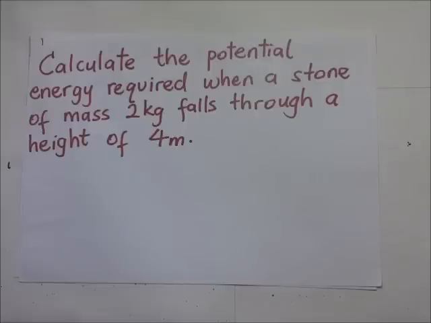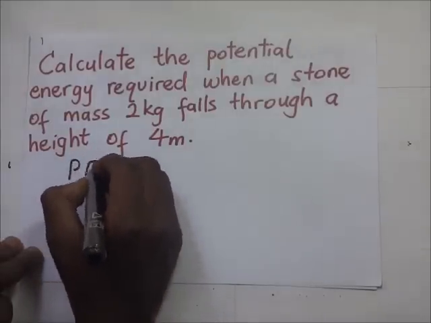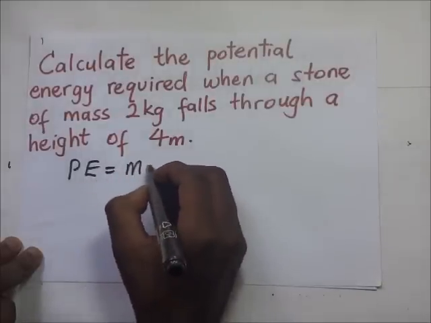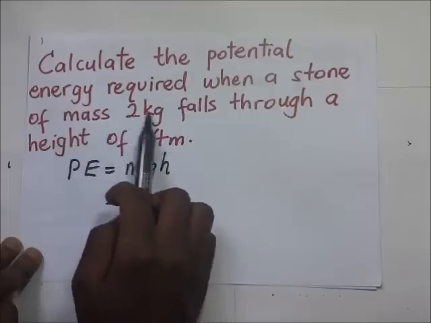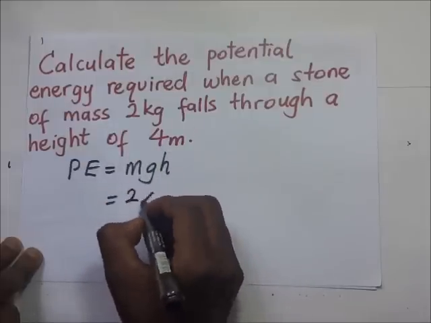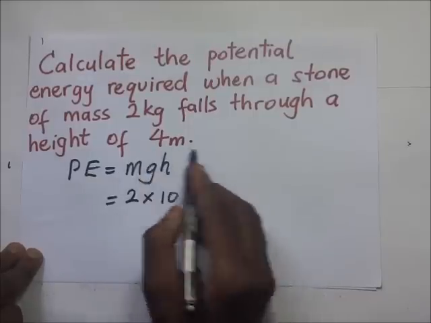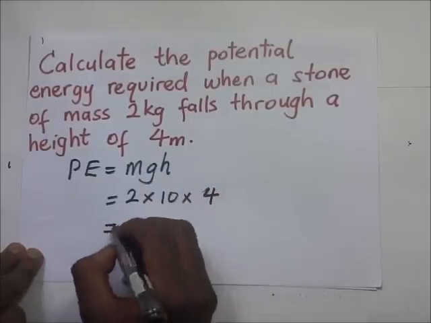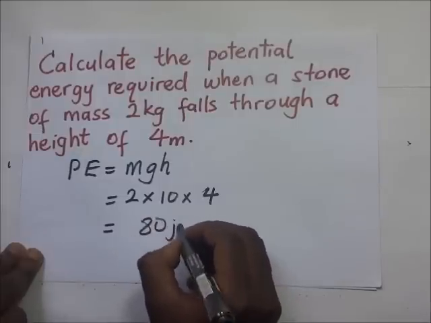In this example, we are being required to calculate the potential energy when a stone of mass 2 kilograms falls through a height of 4 meters. So here, potential energy is going to be equal to the mass times gravity times height. The mass of this is 2 kilograms, so it's going to be 2 times the gravity, which is 10, times the height, and the height is 4 meters. So this is going to become 80 joules.